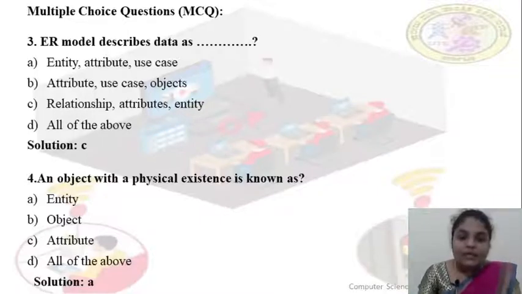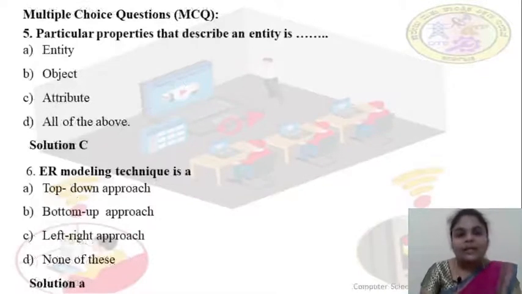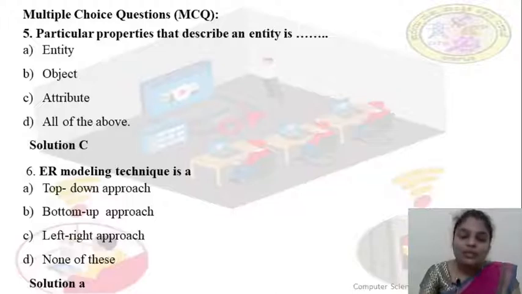Next, an object with a physical existence, as we just discussed. An object with physical existence is nothing but what? Entity. Next, the particular properties that describe an entity. See, previously an object itself is called an entity. Now, a property that is going to describe an entity is called what? It's an attribute.